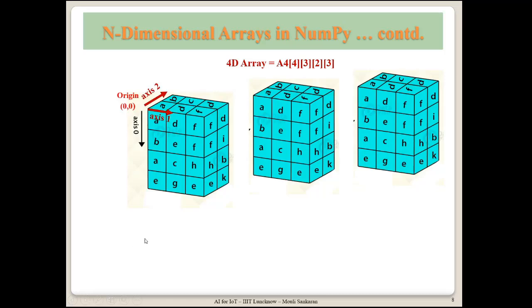Now where is this fourth axis? Axis 0, 1, 2 we can see. Where is axis 3?